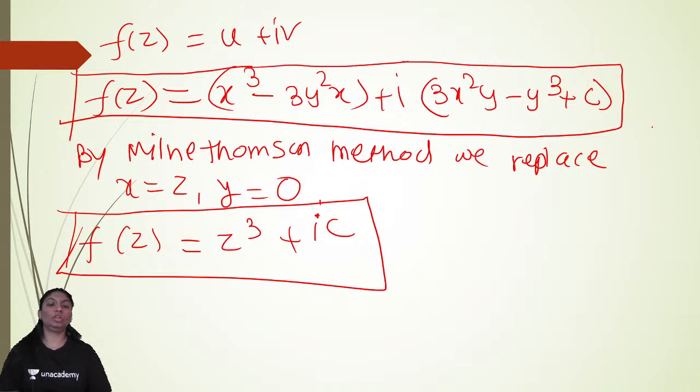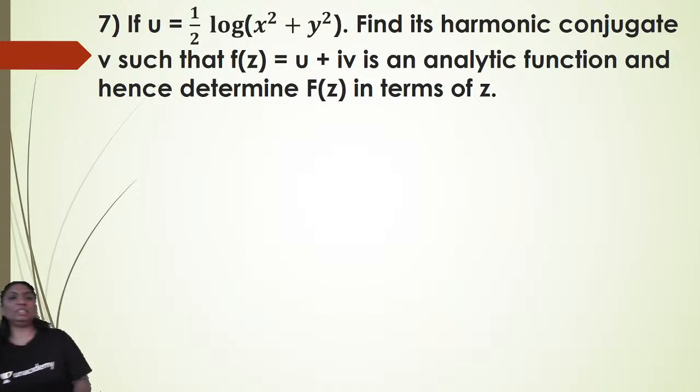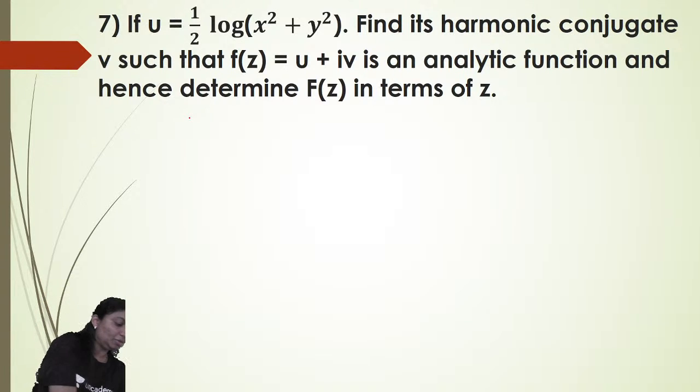This is when the harmonic conjugate is found. After that we'll see: if u is equal to 1 by 2 log of x² plus y², find its harmonic conjugate v such that f(z) is equal to u plus iv is an analytic function, and hence determine f(z) in terms of z. This is very important. Now see here u is given; in exactly the same way we have to find the v here. Okay, so how do we find the v?